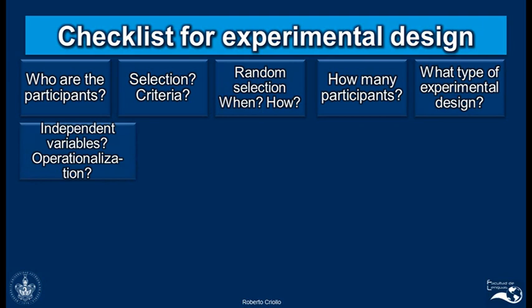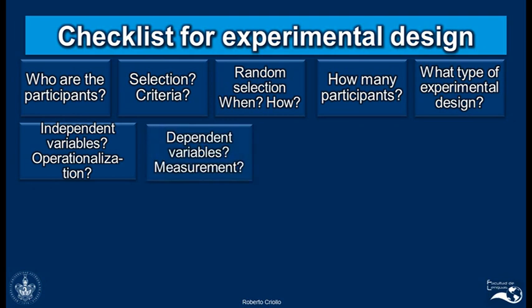Another thing relates to the independent variable. We may choose one independent variable, and in some cases more than one, but the important thing is to see how we're going to operationalize it. In other words, so that we can measure it correctly, we need to make sure this variable is operationalized, and we're going to see what this is all about in a little while.